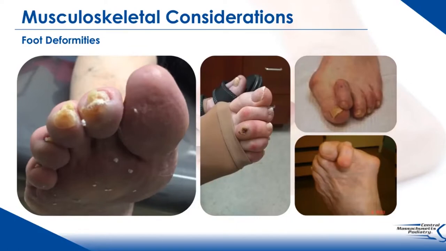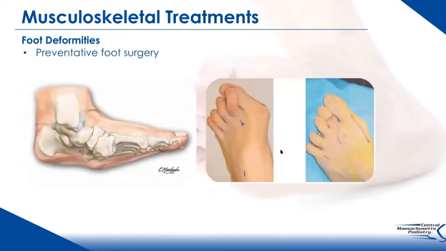Okay, so there are a lot of different types of musculoskeletal or foot deformities. I want to spend a little time talking about preventative foot surgery. So for some types of bunions and hammer toes, we do a surgery to help prevent ulceration in the future. And there are surgeries that we do for that. And this is a condition called Charcot that I was talking to you about, and I'll talk a little bit about it in a little bit.